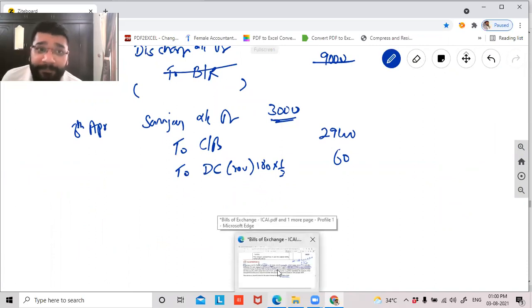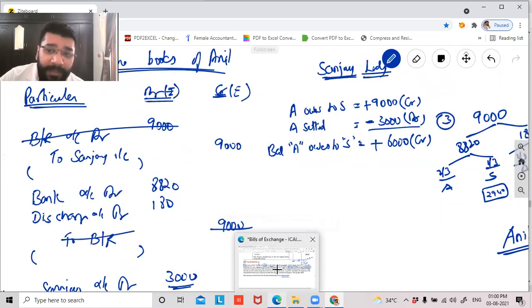Actually, what is supposed to happen? On the due date, don't you think the 6,000 rupees Anil has to pay to Sanjay, and Sanjay will make the full payment of 9,000 rupees to whom? Banker. This is supposed to happen. Yes or no? Yes, sir.